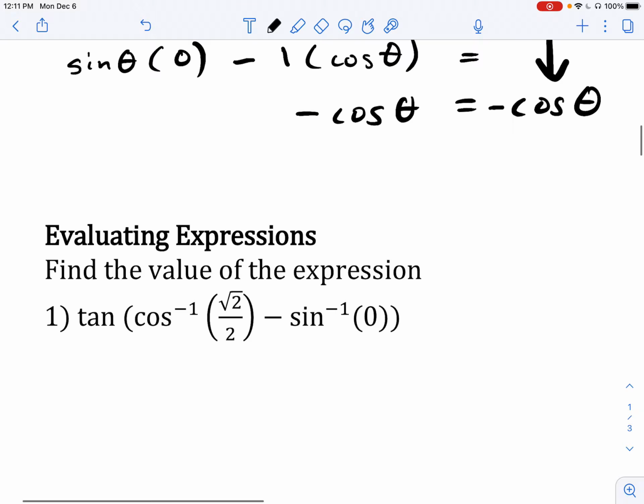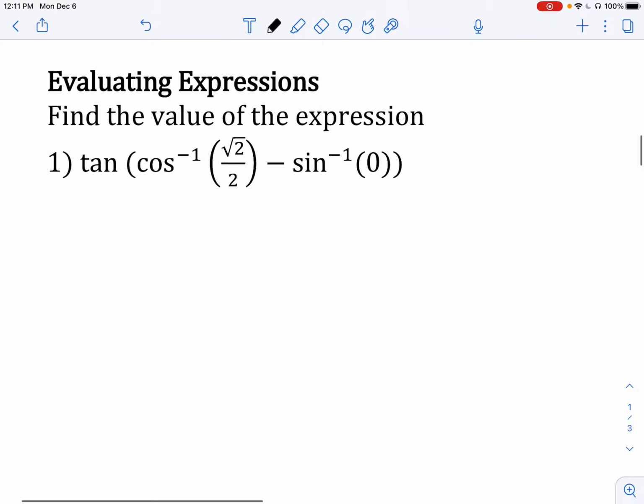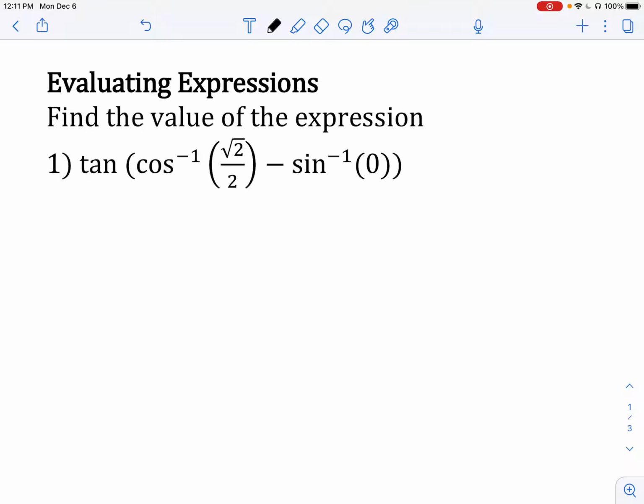All right, now let's try a problem where we're going to actually evaluate some expressions. Take a look at this here. We've got the tangent of arc cosine of root 2 over 2 minus the arc sine of 0. Now, the arc cosine of root 2 over 2 is an angle, some angle theta. And arc sine of 0 is also going to be some angle. So just make sure we understand that it's an angle that's coming out of these inverse trig functions.